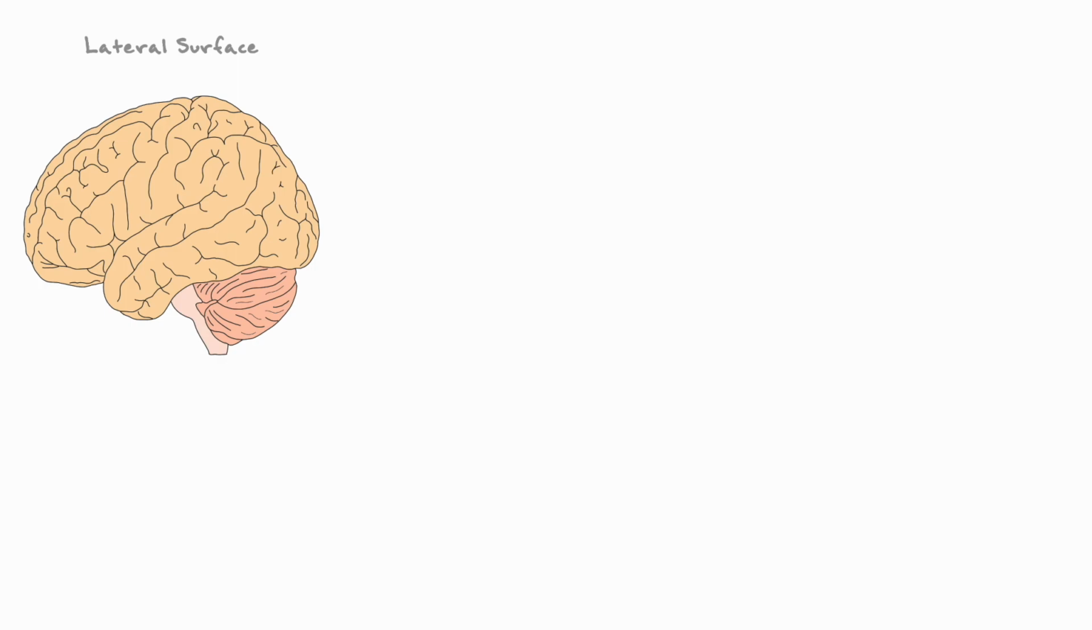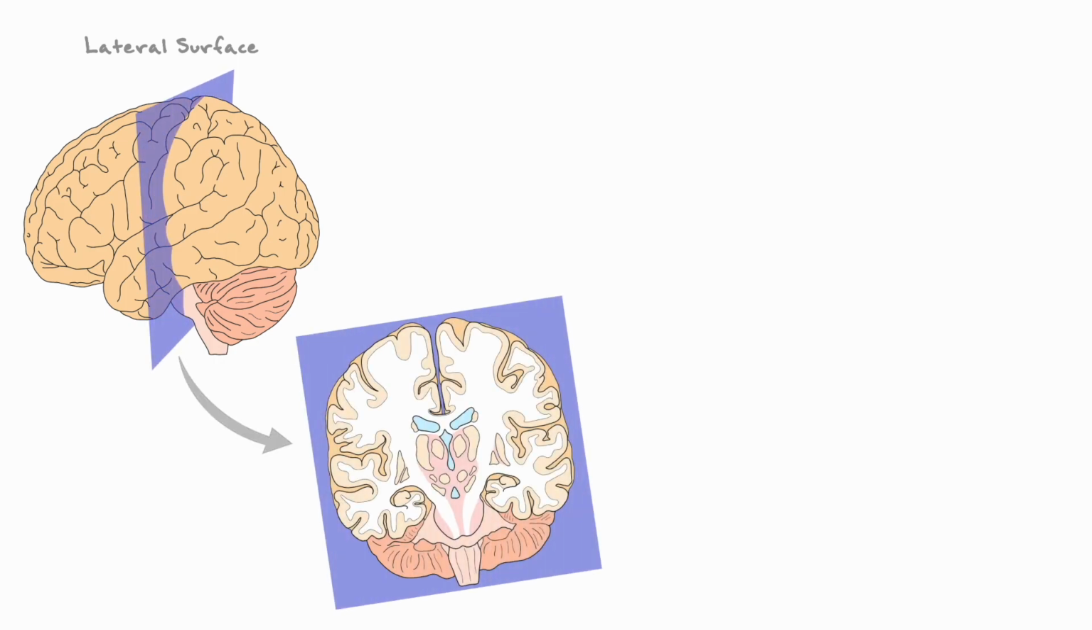Presumably, the reason for this highly folded surface is to be able to fit our very large surface area of gray matter into our skulls for us to be able to process complex cognitive behaviors. To see these ridges and grooves more clearly, we can take a coronal cross-section. As you can see, the surface of the cortex is filled with folds.